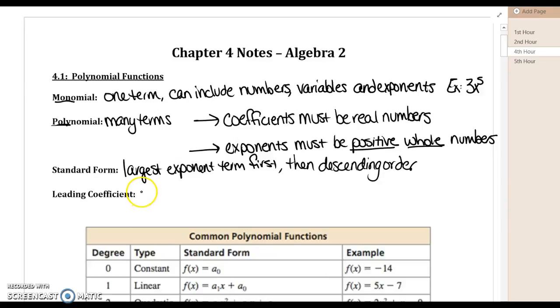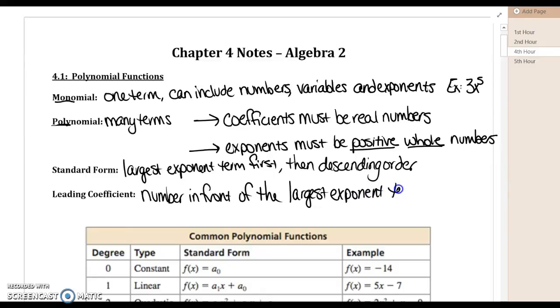The leading coefficient is the number multiplied in front of the largest exponent term. Now, if your polynomial is written in standard form, the leading coefficient is the first number in the polynomial because the largest exponent term should be written first. So the number in front of the largest exponent term is the leading coefficient.